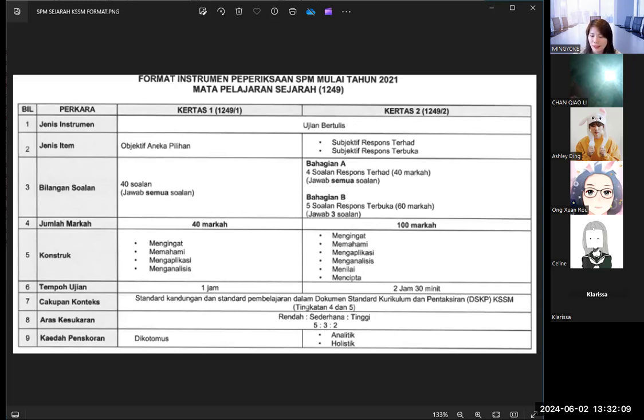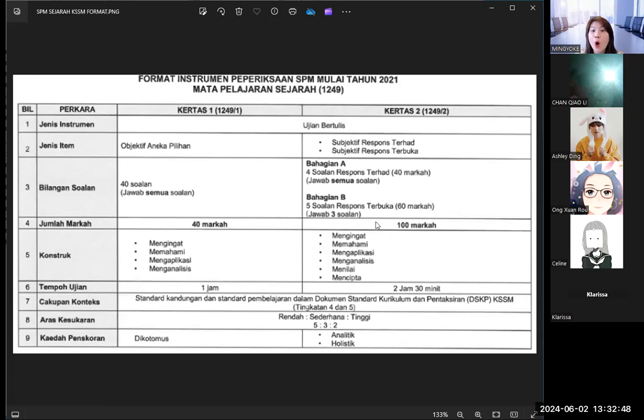First of all, guys, all of you here already know that. The first one is according to our SPM format. Our SPM format is divided into Kertas 1 and Kertas 2, right? You already know, right? And then according to Kertas 1, we have 40 soalan objective, compulsory. And then Kertas 2 is divided into 2 parts, Bahagian A and Bahagian B.